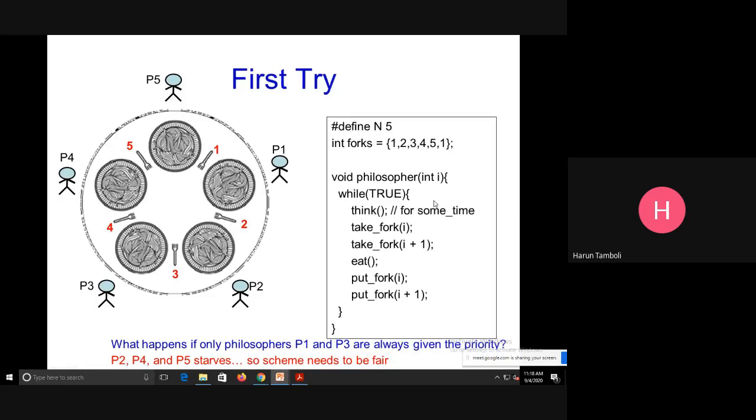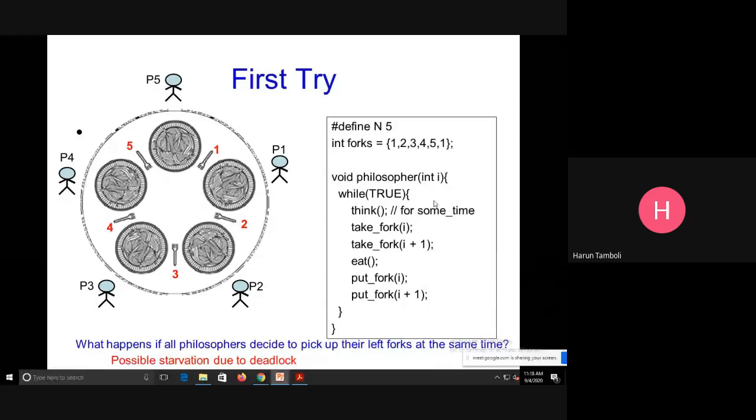So some modification is provided, a second solution, and also one more condition: suppose all philosophers decide to pick up their left fork or left chopstick at the same time.